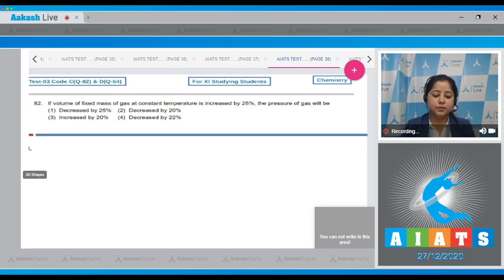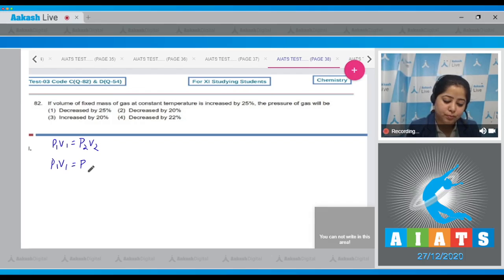Moving to next question. Let's read it. If volume of fixed mass of gas at constant temperature is increased by 25%, the pressure of the gas will be. Student, let's solve this question. Here we know that at constant temperature Boyle's law is applied. That means P1 V1 is equals to P2 V2. So P1 V1 is equals to P2.